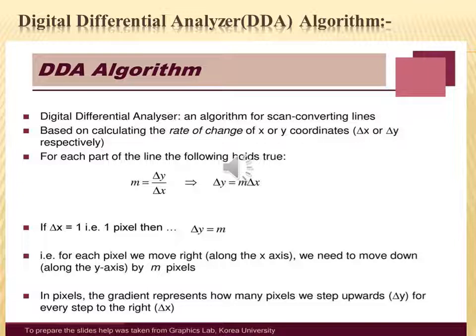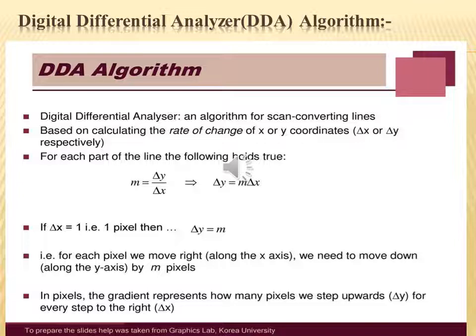Then if delta x is equal to 1, that is, the pixel step is 1, then delta y is equal to m. That is, for each pixel we move right along the x axis, we need to move down by m pixels. In pixels, the gradient represents how many pixels we step upwards, delta y, for every step to the right. The digital differential analyzer is based on the incremental method. The slope-intercept equation for a straight line.